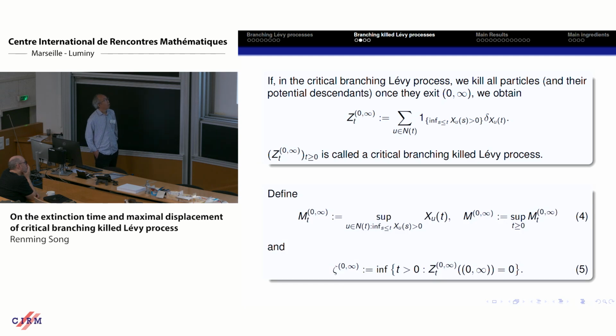Okay, and for this critical branching killed Lévy process, you define the maximal displacement at time t, and then you define the maximal displacement of all time. Obviously this is going to be smaller than without killing. And the same thing for the extinction time. Okay, so the main concern of this talk is going to be the tail behavior of this all-time maximal displacement and also the extinction time. Okay?